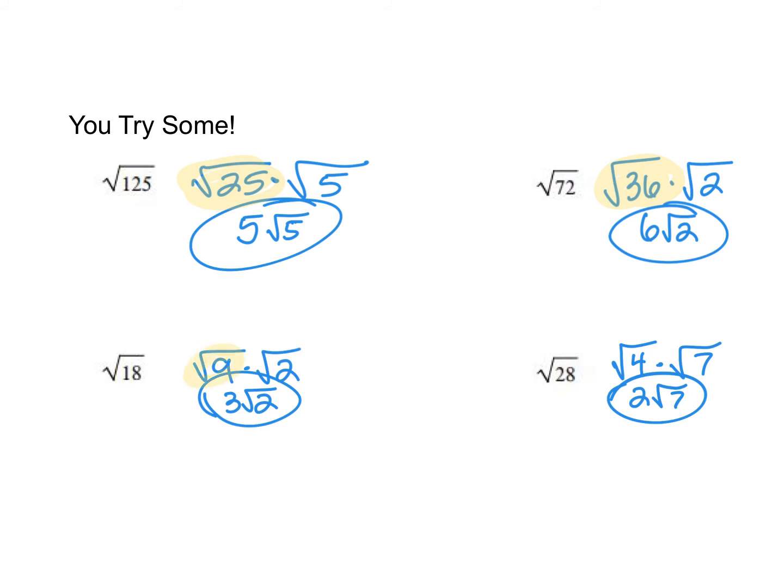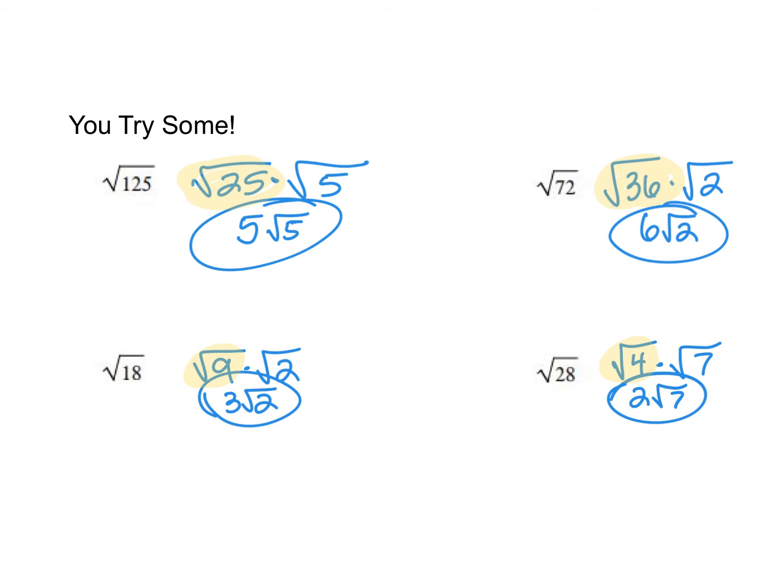18 breaks into 9 and 2. 9 was perfect, so it became a 3, 3 root 2. And 28 broke into 4 and 7. 4 was perfect, so it became a 2, 2 square root of 7. All right. Hopefully you got all those correct.